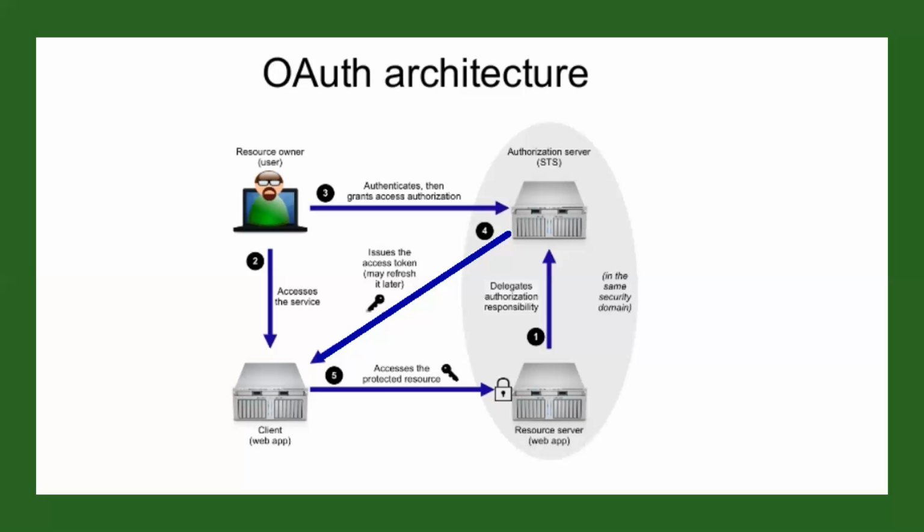So if you look at this diagram, this is the architecture of OAuth 2.0. As I told you, this is an open authorization protocol, which will allow accessing of the resources from the resource owner. So this is the resource owner, and this is the authorization server, and this is the resource server, and this is the client where the application browsing starts from.